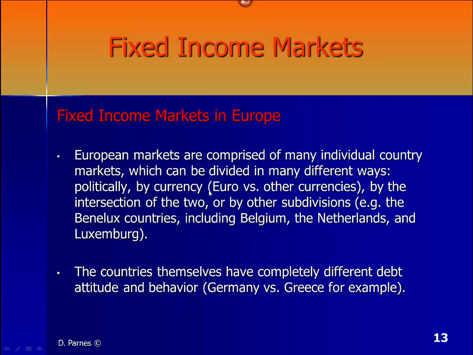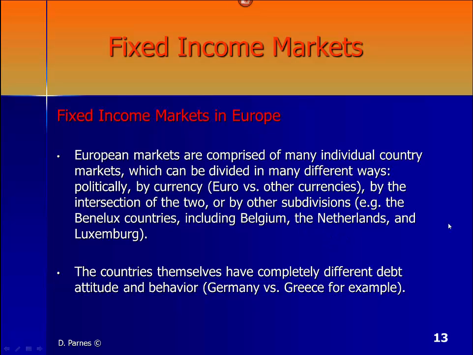We can divide the European market by either politics or currency, or by both together, or by all kinds of subdivisions. For example, there are all kinds of regions within Europe for which we can measure economic indicators separately. So we can speak about the Benelux countries that include Belgium, the Netherlands, and Luxembourg, the northern states, and all kinds of things like that.